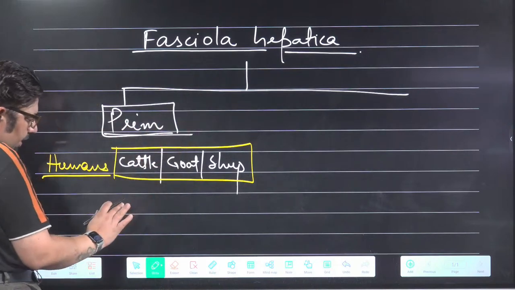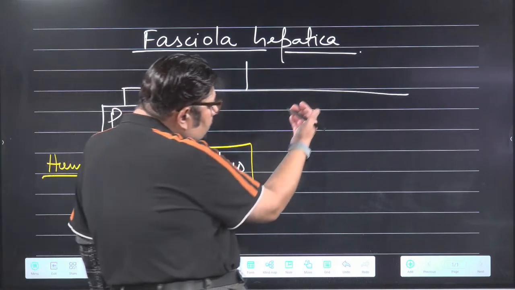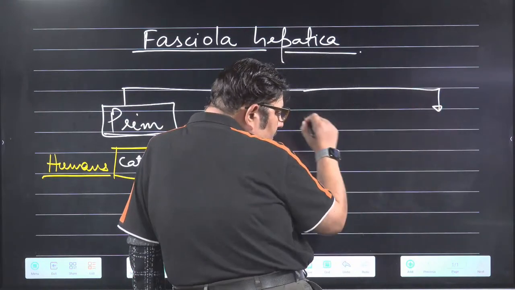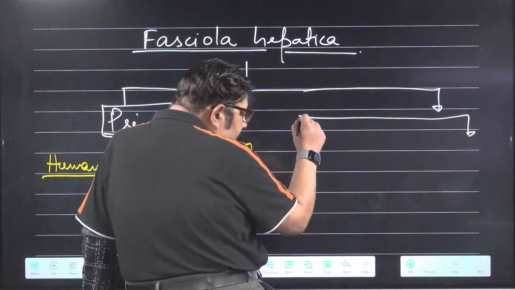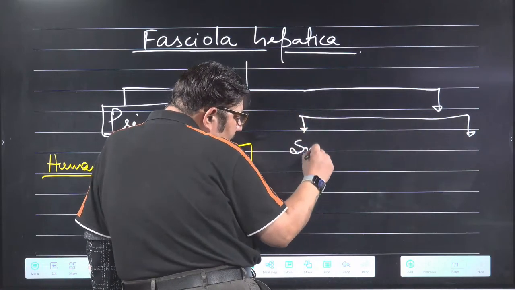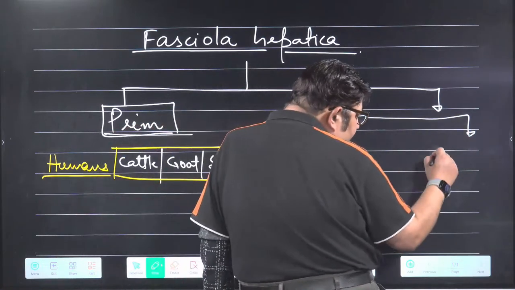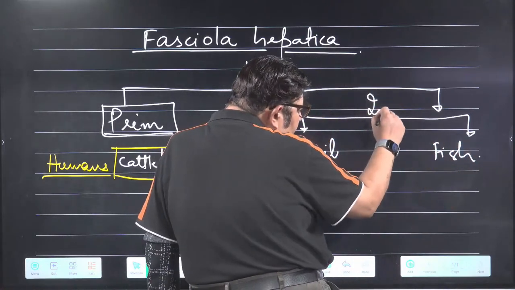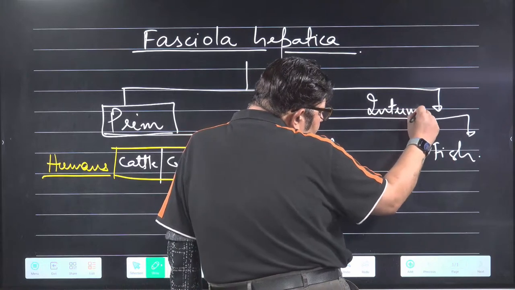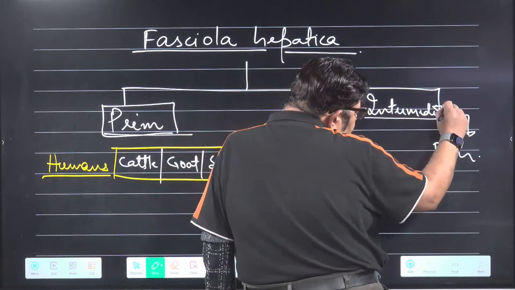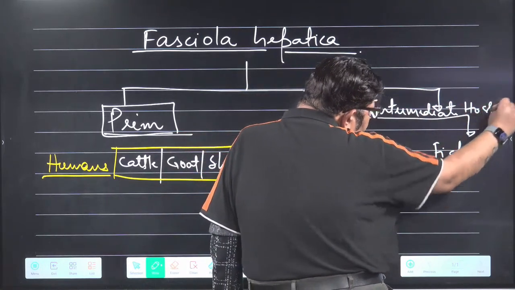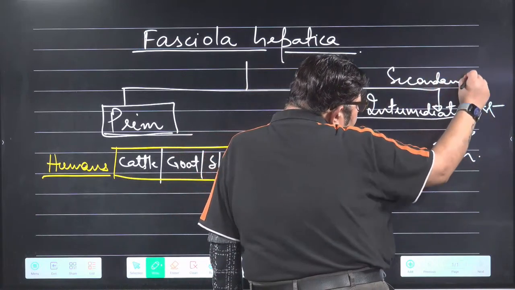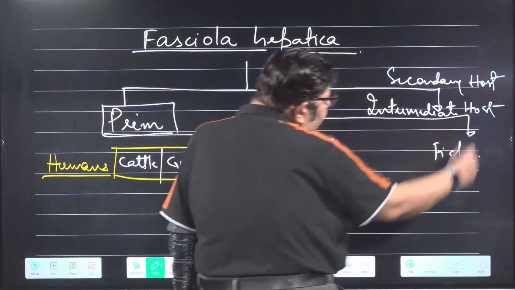Now the intermediate host, it has got multiple intermediate hosts, two intermediate hosts. The first intermediate host is a snail and the second intermediate host is a fish, right? So it has got two intermediate hosts. Intermediate host is also called the secondary host.